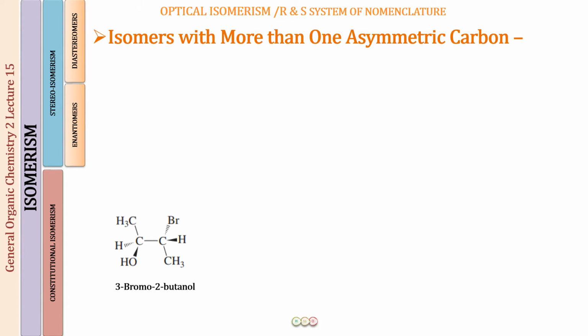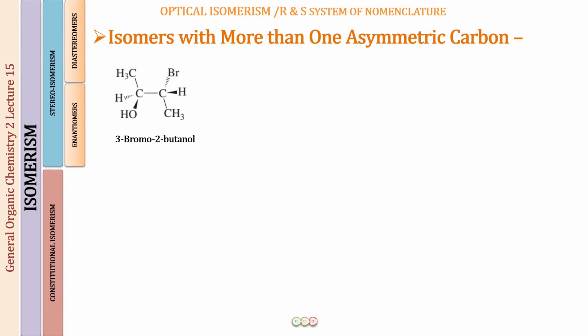The example I have is 3-bromo-2-butanol. It is going to be a 4-carbon chain: carbon number 1, carbon number 2, carbon number 3, carbon number 4. At the second position we have an OH group, and at the third position we have a bromine. So this is 3-bromo-2-butanol, and I want to tell you what this compound is. Is this an optically active compound? First of all, we should know that.